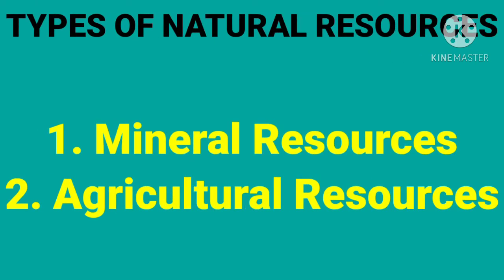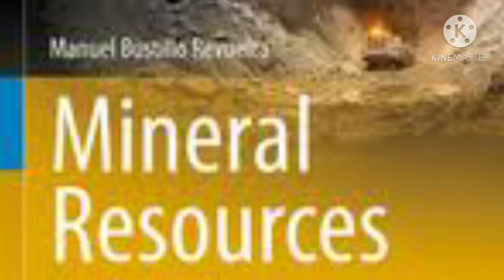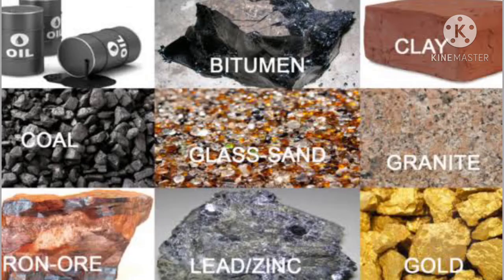So types of natural resources, majorly it's been divided into two. We have mineral resources and agricultural resources. These are the two major types of natural resources. So we'll take them one after the other. So we're going to look at the mineral resources.